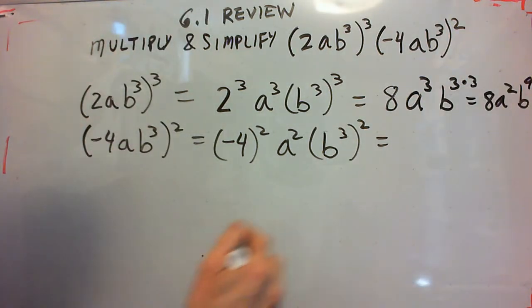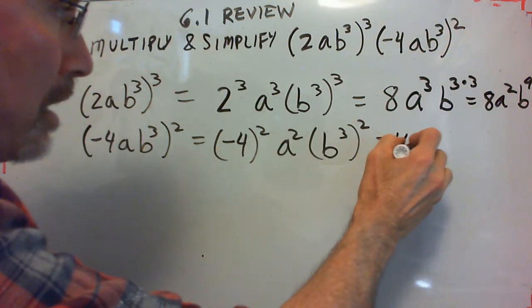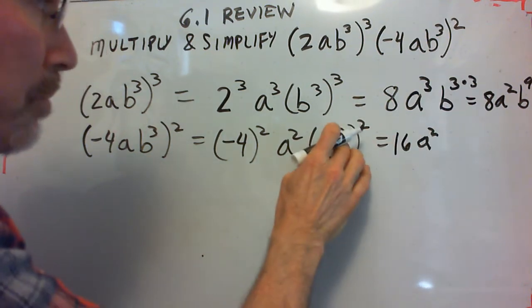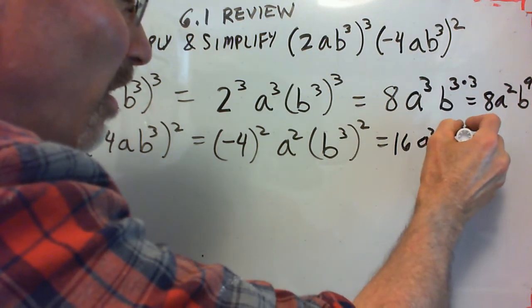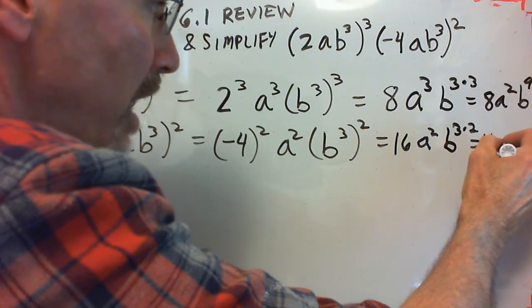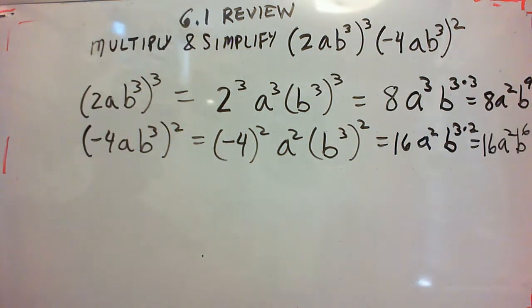Okay, in the second quantity, negative 4 squared is 16a squared b to the 3 times 2. And that gives us 16a squared b to the 6th.